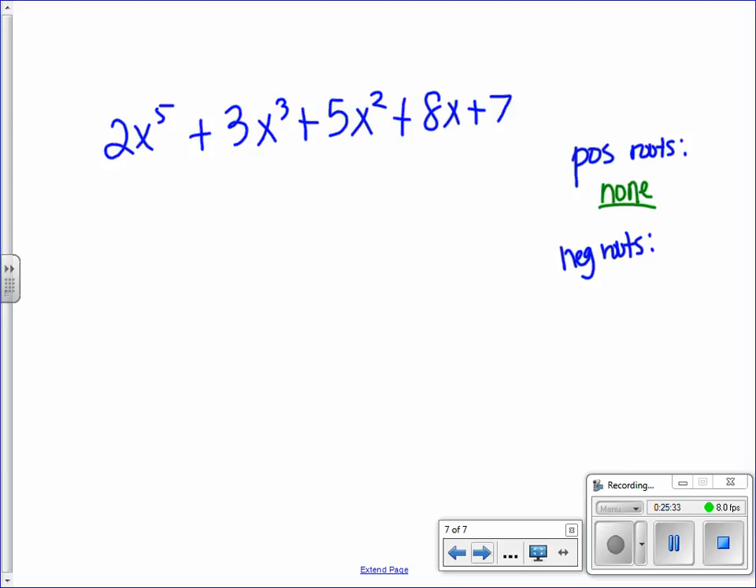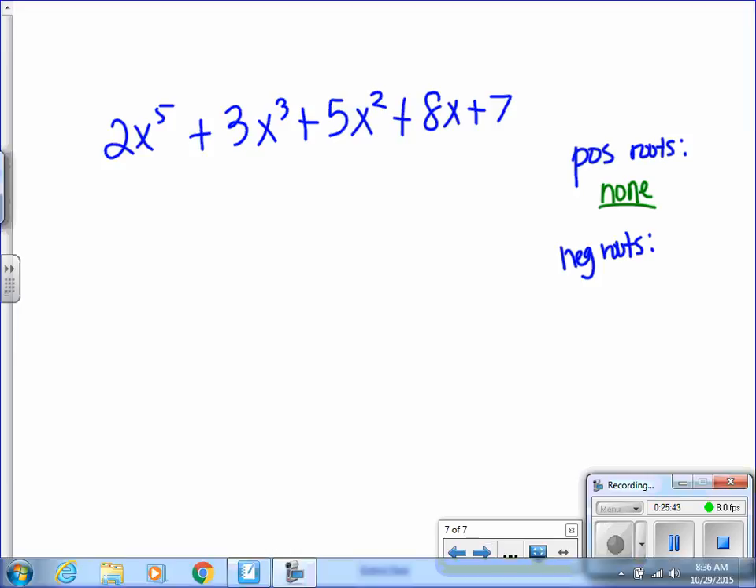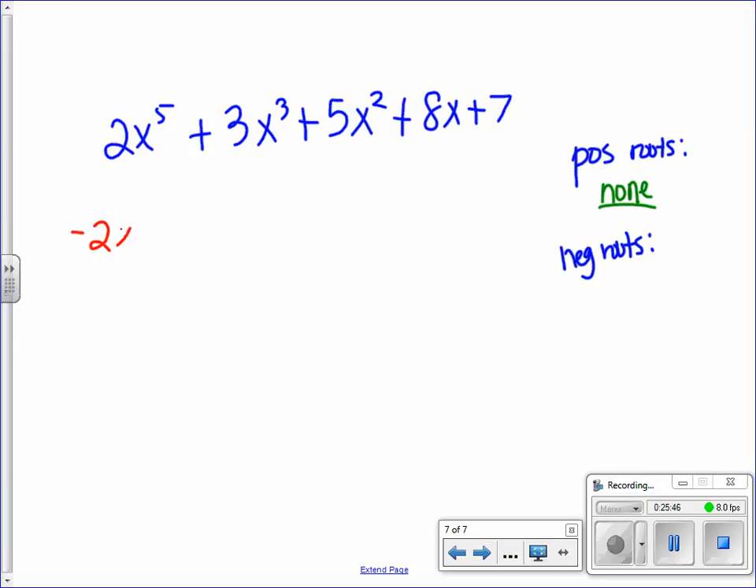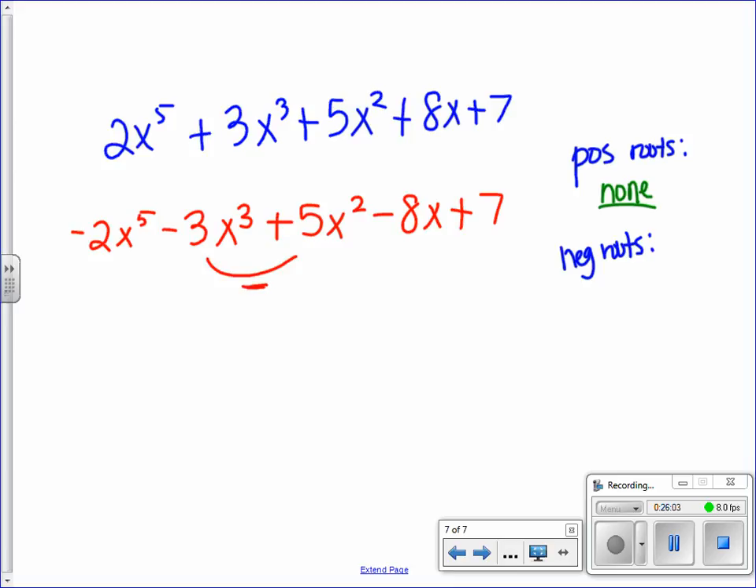Now, put a negative through there. And tell me how many possible negative roots there are. Alright, let's see. If I put a negative through, that's going to be negative 2x to the 5th. That's going to be minus 3x to the 3rd. That one doesn't change. That changes. And that does not change. So, sign changes. Negative to a negative, no change. Negative to a positive, there's a change. Positive to a negative, there's a change. Negative to a positive, there's a change.